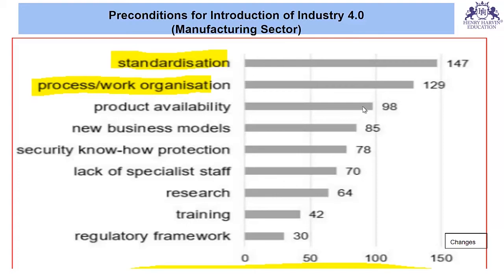A survey was taken from a certain group, and it was found that they rated standardization and process organization to be the topmost. And they also talked about product availability, new business models, security, know-how to protect cyber security, lack of specialized staff, research, training, and regulatory framework.